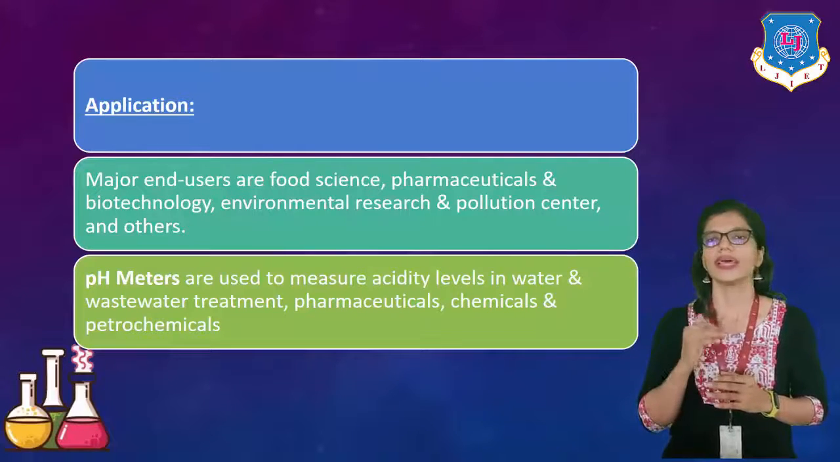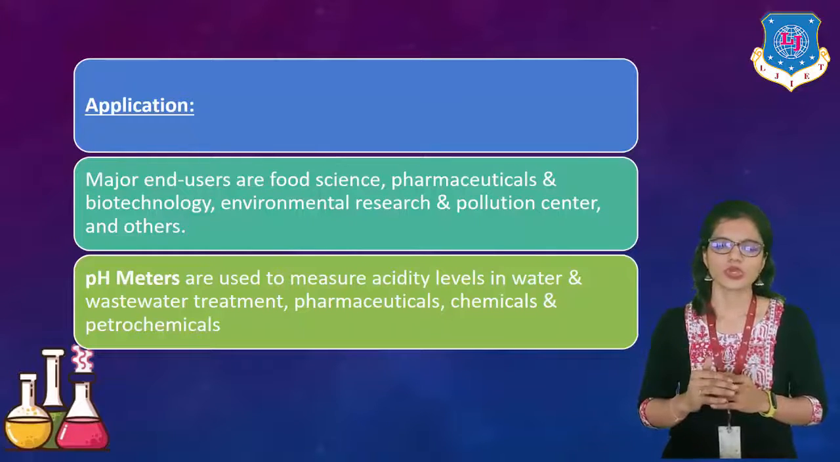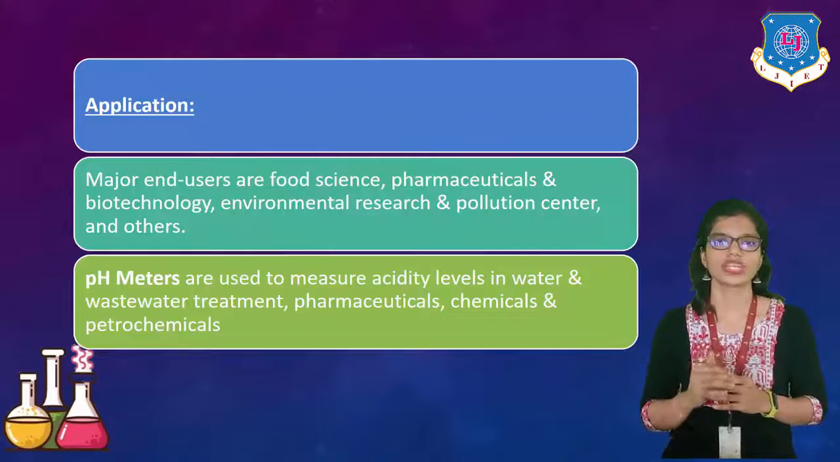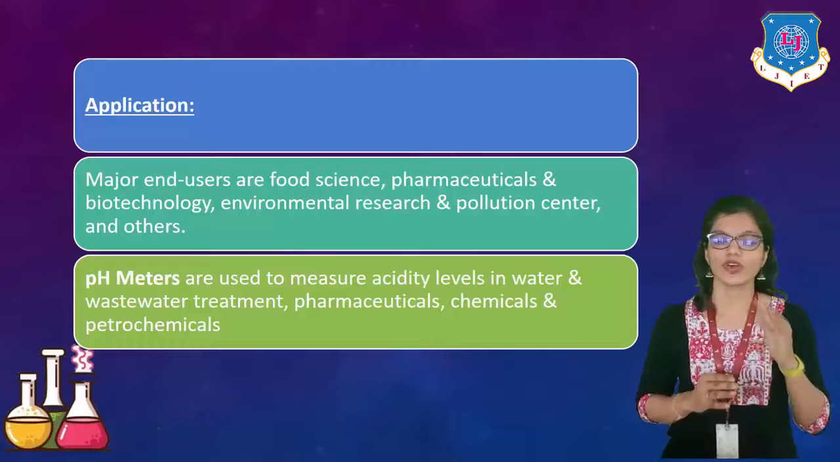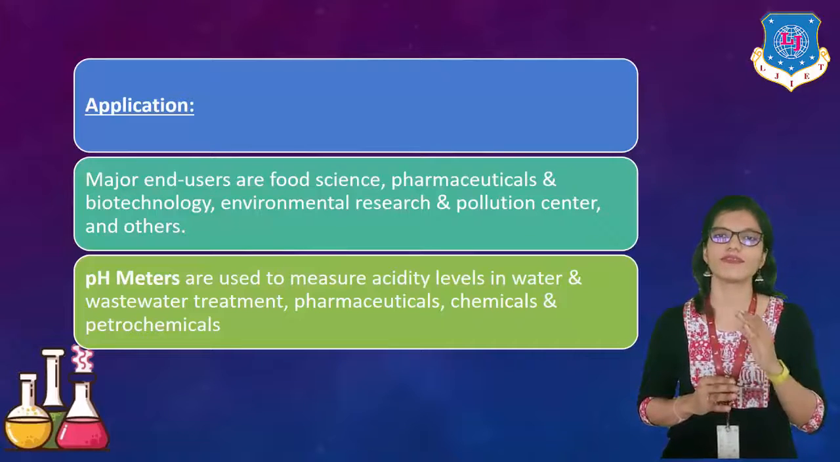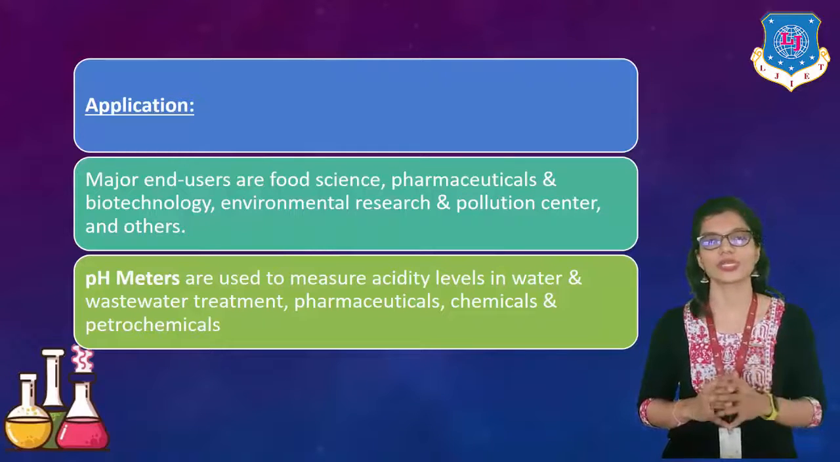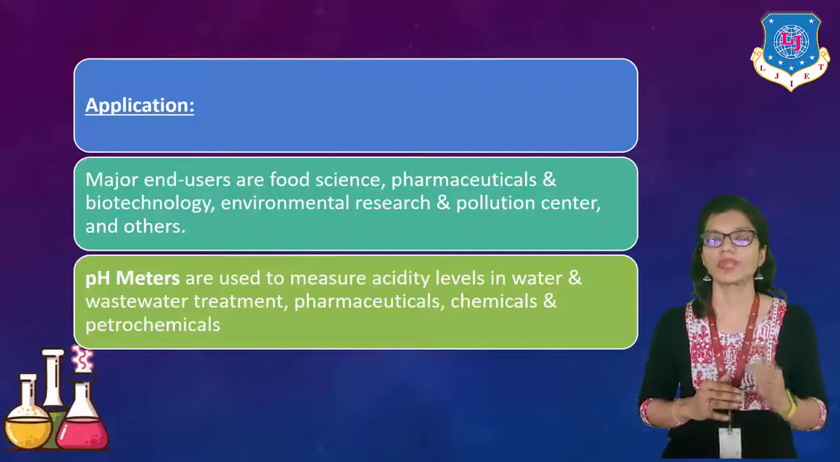These are the electroanalytical techniques which we can use. Similarly, pH meters are used to measure acidity levels in water and wastewater treatment, pharmaceuticals, chemicals and petrochemicals. I should say that in almost each and every field, from the petrochemical industry to the pesticide industry, pharmaceutical industry, chemical industry, food industry, research and development institutions or any higher education institutions, the most basic instrument present in the laboratory will be the pH meter.